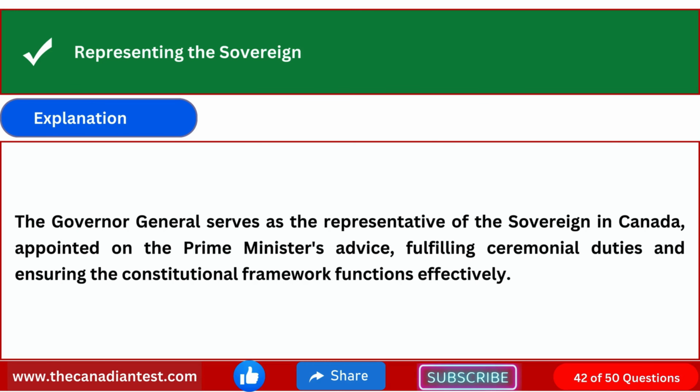The correct answer is representing the sovereign. Explanation: the Governor-General serves as the representative of the sovereign in Canada, appointed on the Prime Minister's advice, fulfilling ceremonial duties and ensuring the constitutional framework functions effectively.